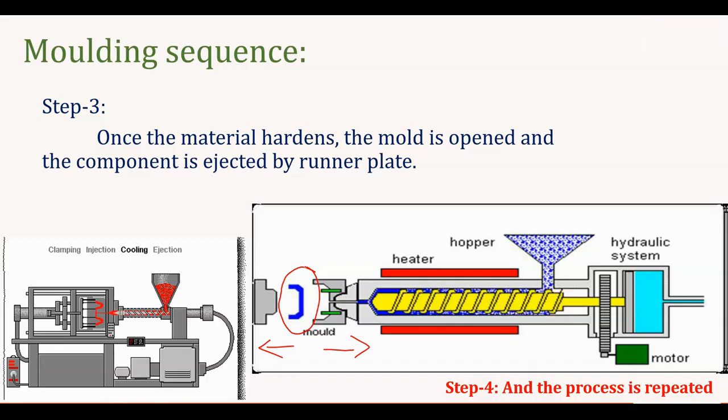In the final step, the same steps are repeated again and again to get a number of components. Based on this process sequence itself, you can know this can be used for mass production, right? So n number of products can be made by this plastic injection molding process.